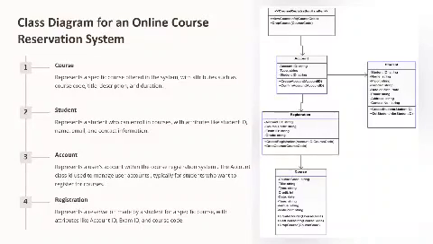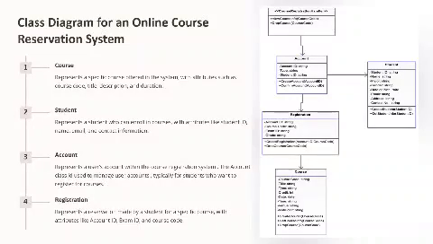Let's look at the class diagram for our online course reservation system. The key entities here include course, student, account, and registration. Coming to course, it contains attributes such as course code, title, description, and duration. And the next one is student. This represents students with attributes like student ID, name, email, and contact number.